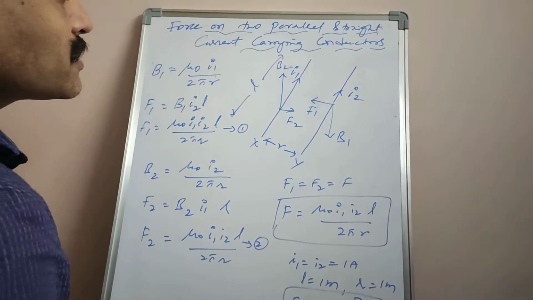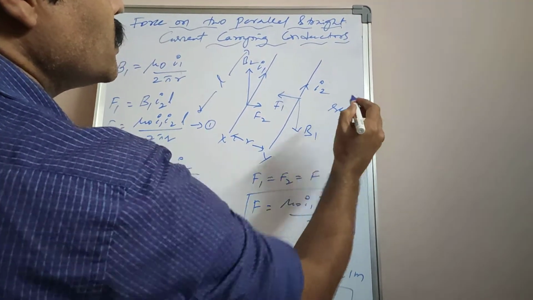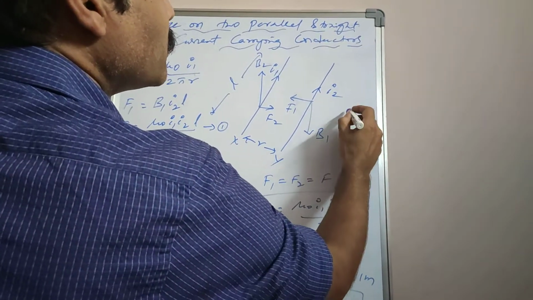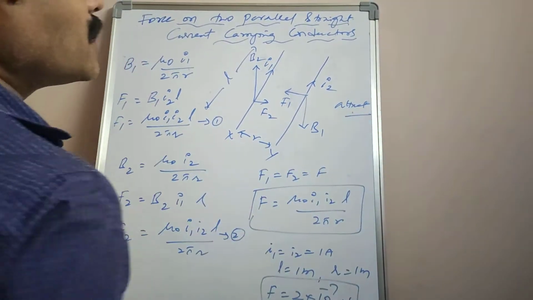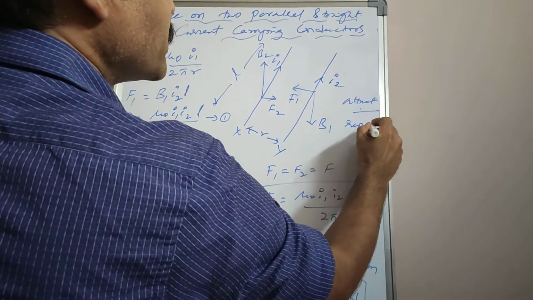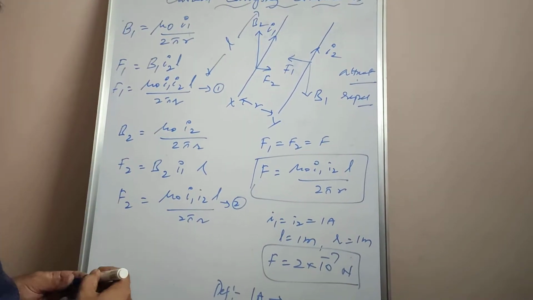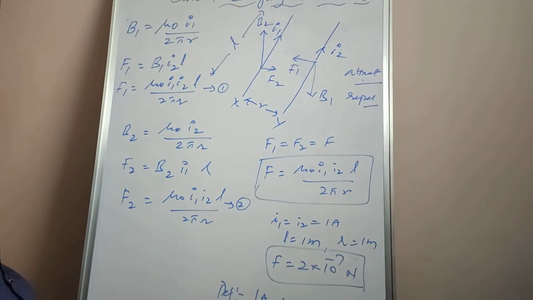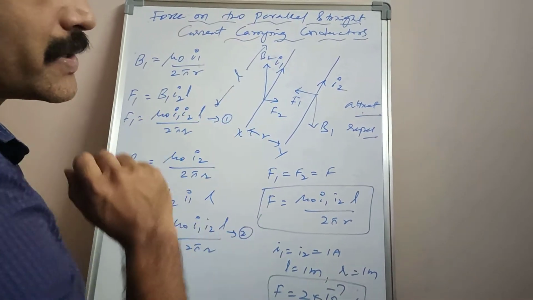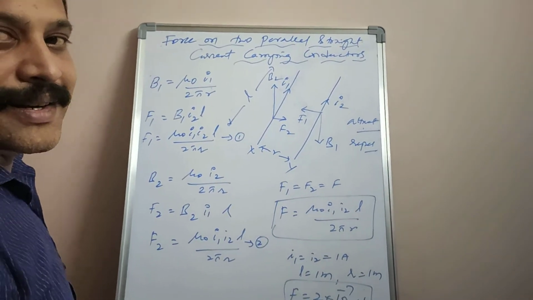Now if the currents are in the same direction, then the two conductors will attract each other, and if the currents are in opposite directions, then these two conductors will repel each other with a force of 2 into 10 power minus 7 newtons. Okay. So this is the concept of forces on a current carrying conductor and on two parallel straight conductors carrying currents.